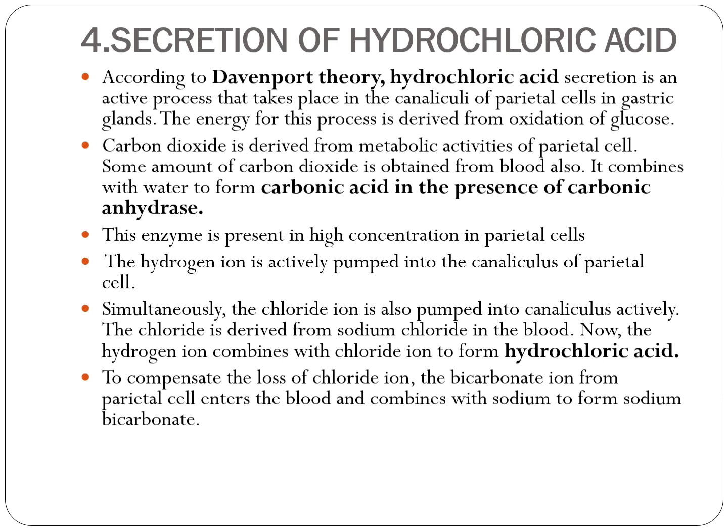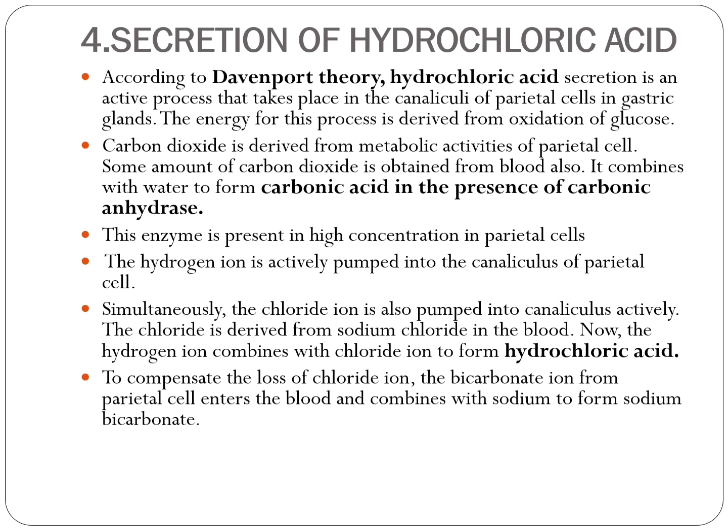Then finally, the gastric function is secretion of hydrochloric acid. According to Davenport theory, hydrochloric acid secretion is an active process that takes place in the canaliculi of parietal cells in gastric gland. The energy for this process is derived from oxidation of glucose. Carbon dioxide is derived from metabolic activities of parietal cell. Some amount of carbon dioxide is obtained from blood also.